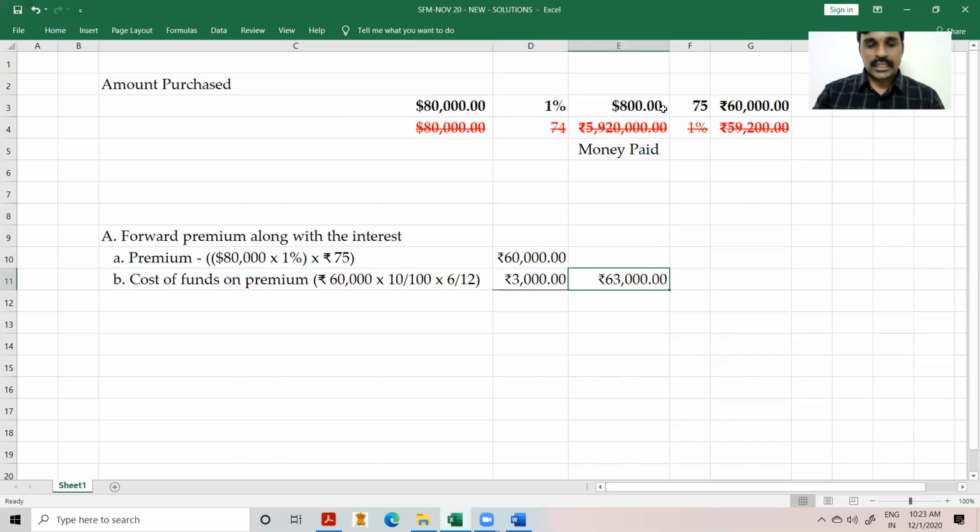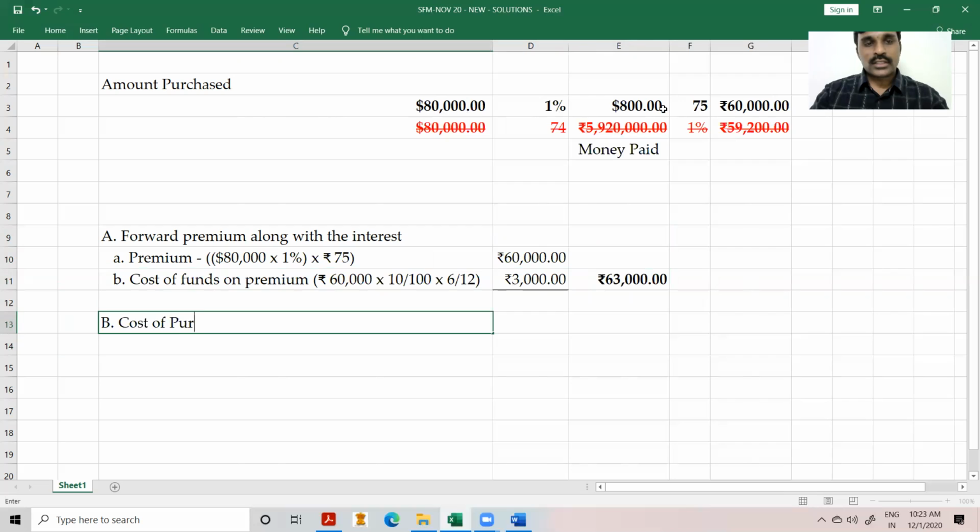The total will be 63,000. Okay, next, what about the interest? Now B point. So what is the B point? Okay, next, the cost of purchase. What is the cost of purchase?